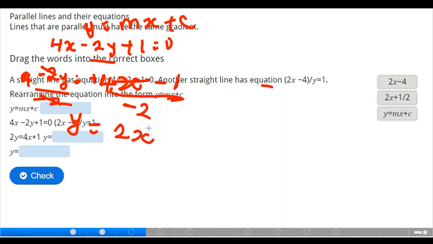Now, minus, we cancel this one and turn this one to plus, right? Minus times minus will give us plus. And this will now turn to 1 over 2. Okay? Now, that is the first one here.